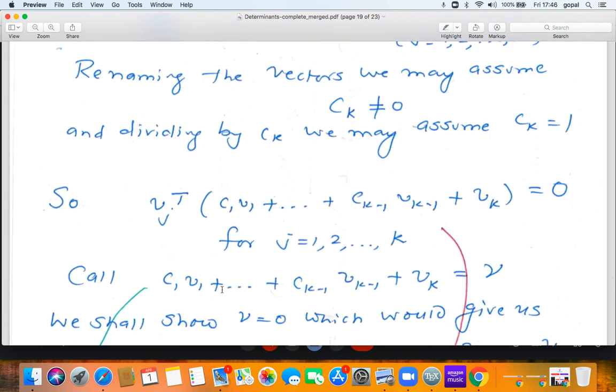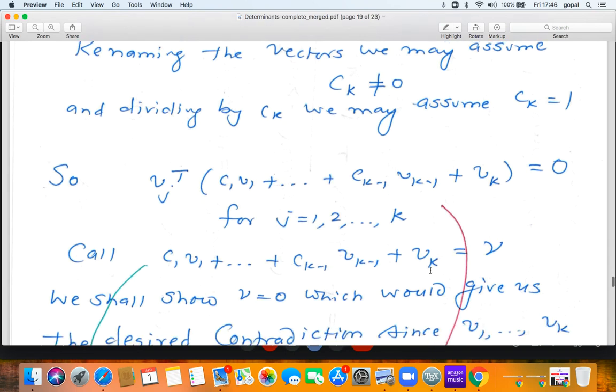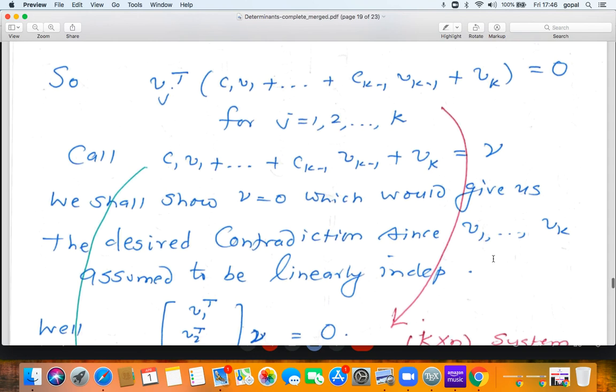Let us call this vector C1 V1 plus C2 V2 plus dot dot dot plus Ck minus 1 Vk minus 1 plus Vk, let us call it nu. Suppose we show nu is 0. Suppose we arrive at the fact that the vector nu is 0, then what will it imply?